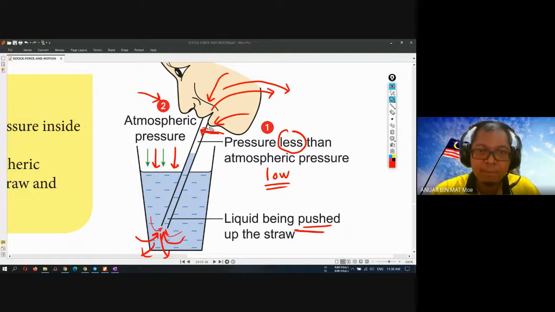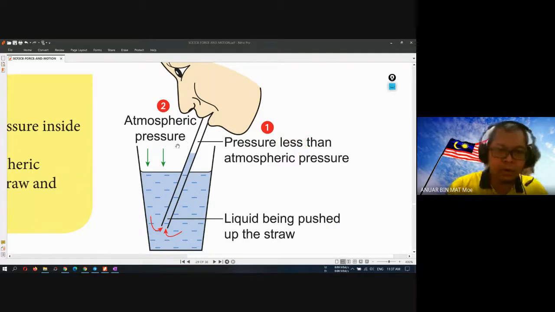If you suck the straw, you want to remove the air over here, and then the air will enter the straw and move upward because of the lower air pressure inside the straw and higher pressure outside the straw. That's why the water can enter the straw and then enter our mouth. Okay, so this is by using a straw.